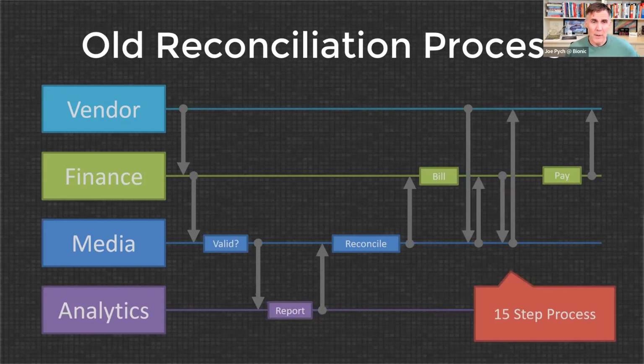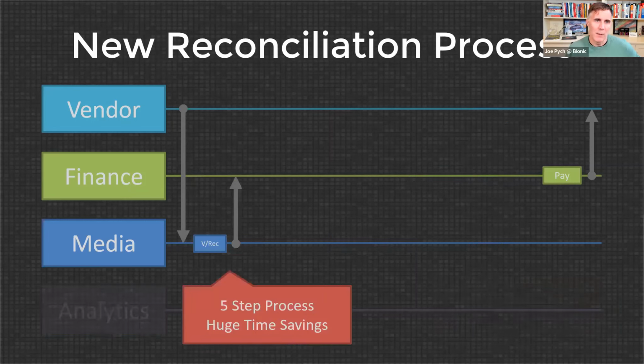And so, comparing that to the old process, you go from a 15-step process down to a quick 5-step process. And then you can decide, you don't have to pay right away, but if you want to, you could even compress the payment timeframes as well.